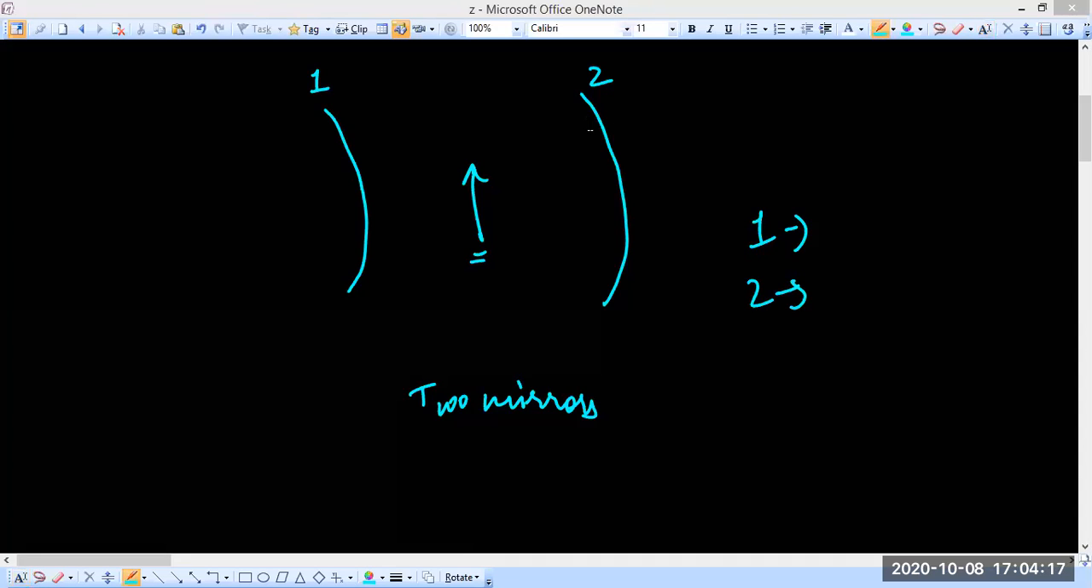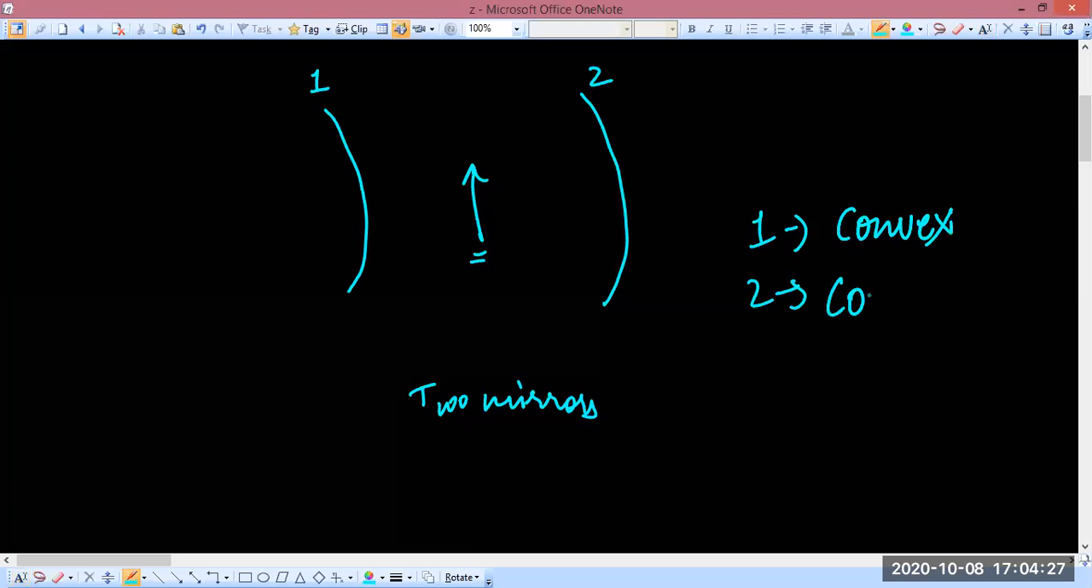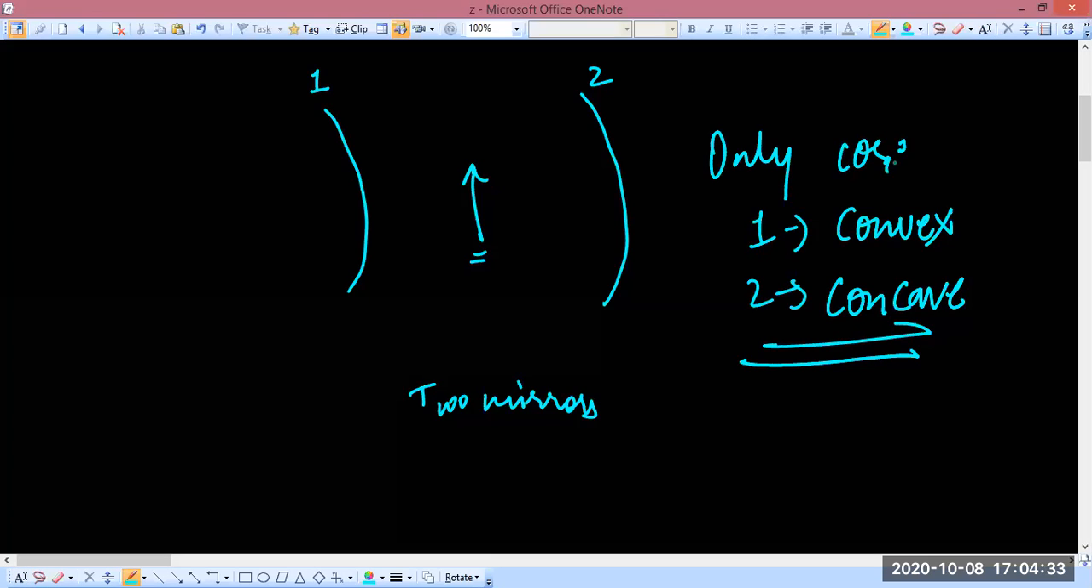The correct answer to this question, and this is the only correct answer, is that mirror 1 is convex and mirror 2 is concave. Okay, this is the only correct answer, right? There is no doubt, anyone. There is no doubt about anything here.